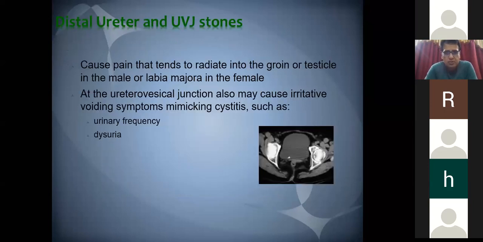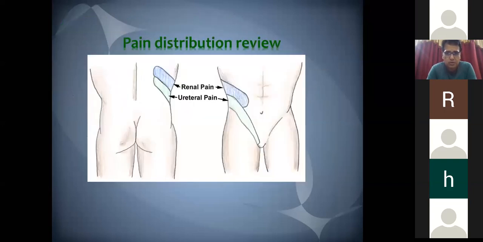Coming towards the distal stones or UVJ stones, ureterovesical junction stones, they can cause bladder irritation, which leads to urinary frequency, an increased number of urinations, and dysuria, painful micturition, which really is not due to the ureteric stone itself, but because of the irritating quality of these stones down there, can lead to these symptoms. And the distal ureteric stones can have pain going down up to the genitalia. So this is the broad distribution of the pain.